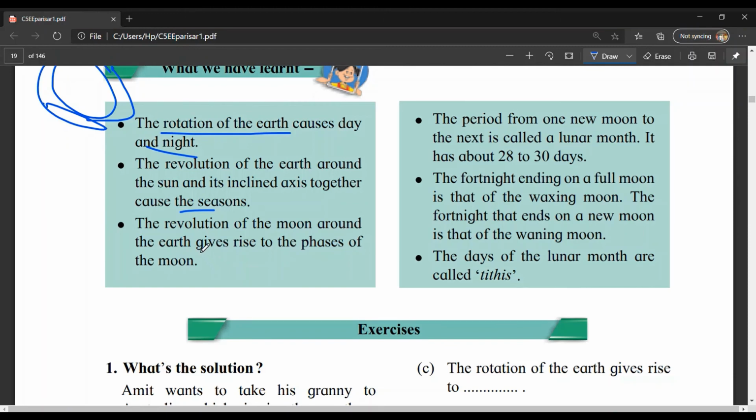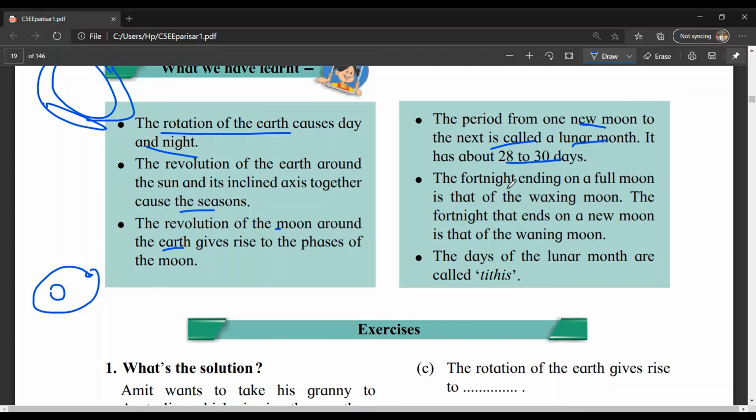The revolution of the moon around the earth gives rise to the phases of the moon. How do we get phases of the moon? When the moon completes one revolution around the earth. This is the moon and this is the earth. When the moon completes one revolution around the earth, we get phases of the moon. The period from one new moon to the next is called a lunar month. As I told you just now, from one new moon to the next new moon is called the lunar month. It has about 28 to 30 days.